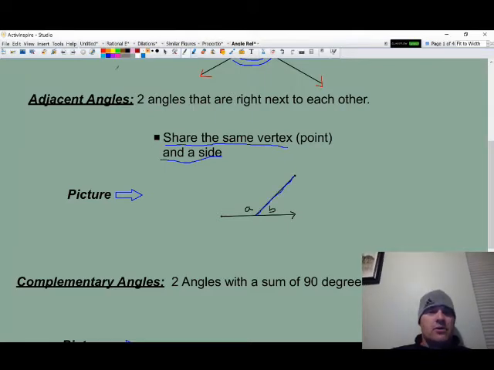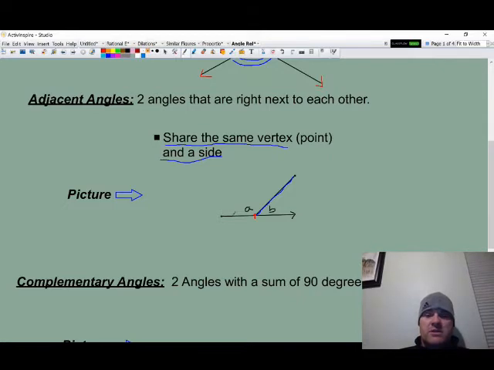And then they also share their vertex. The vertex is the corner, or the intersecting point, and they share that. This point right here is on angle A, and it's also angle B. Okay, so those are adjacent angles: two angles that are right next to each other.